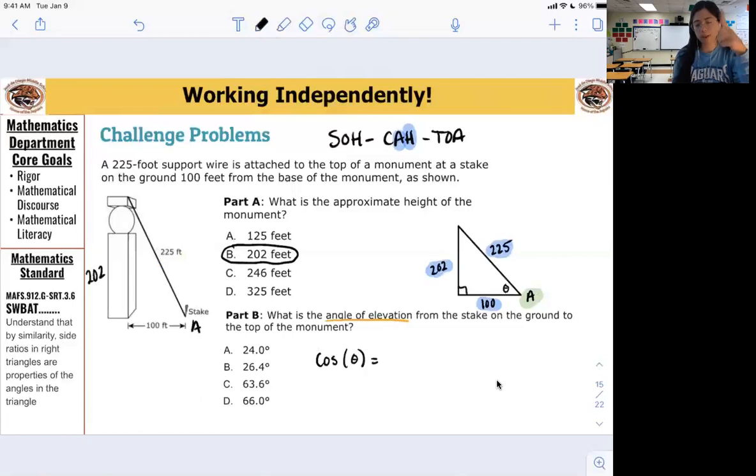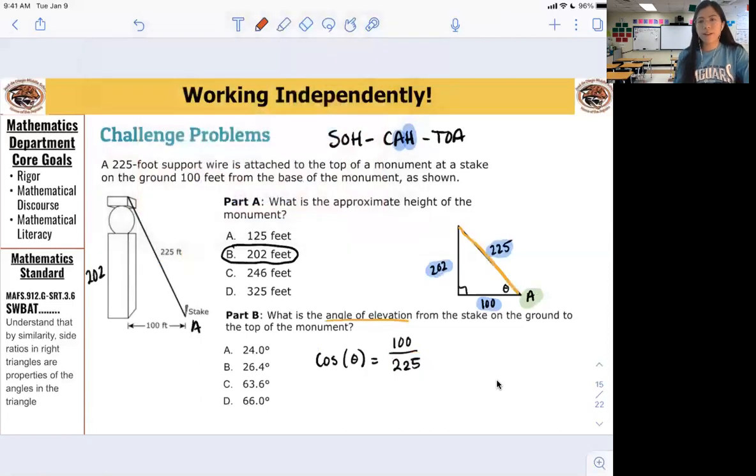It's the other way around. Upside down. 100 over 225. Adjacent over hypotenuse. The hypotenuse is the longest side, this one right here. That goes in the denominator. We have to get these down, Rios. I need you to really memorize this, because this should be the easy part. The hard part is solving for theta.